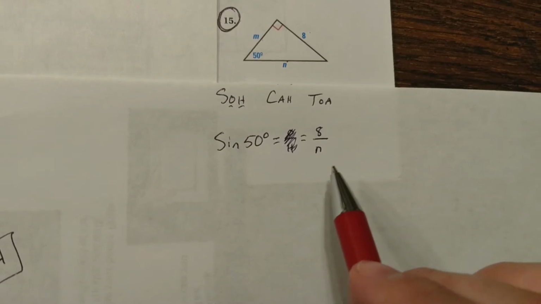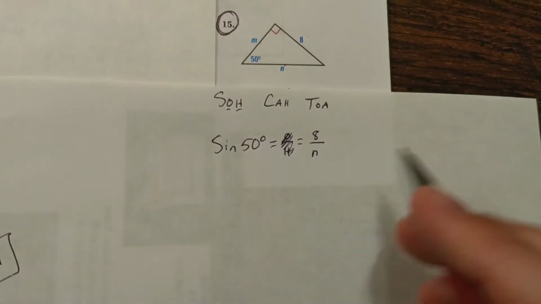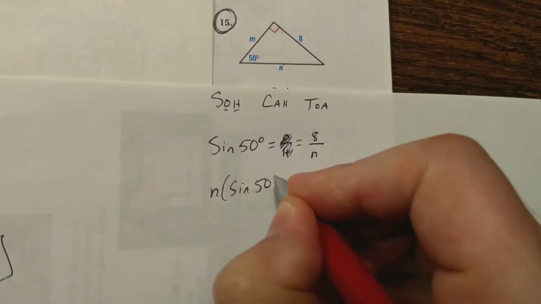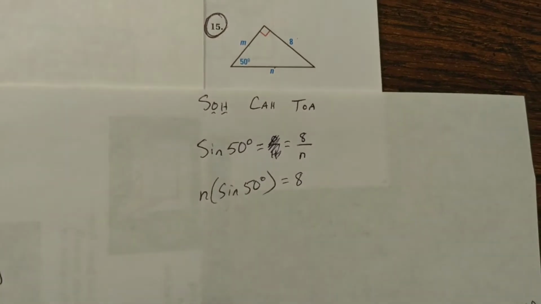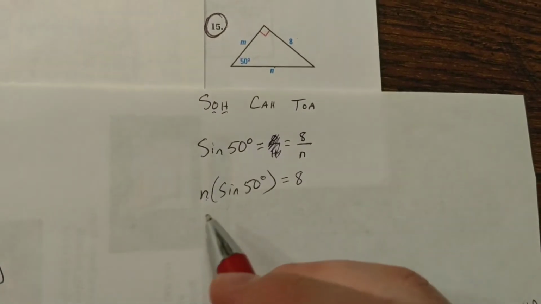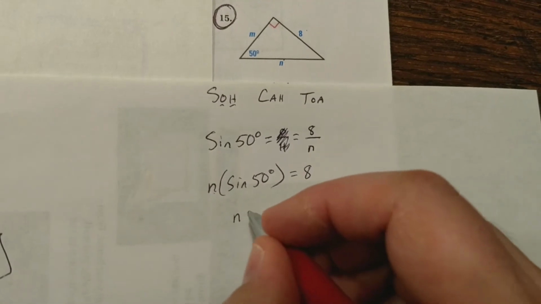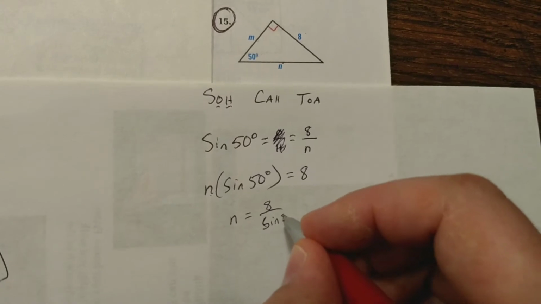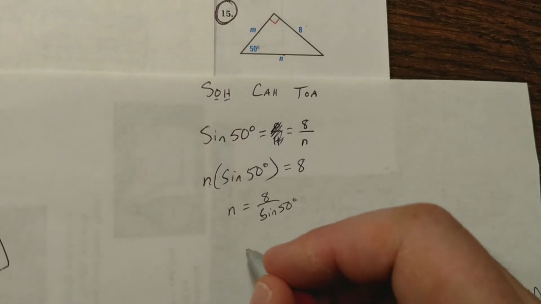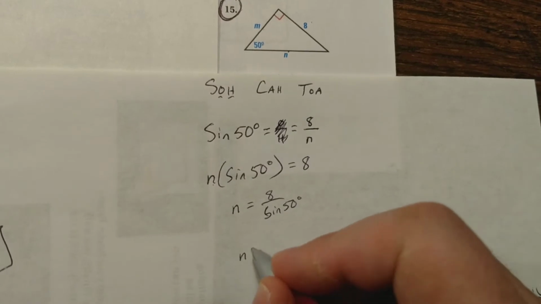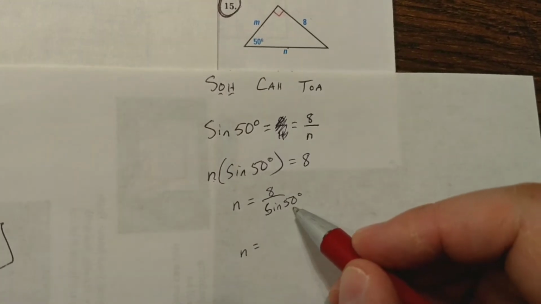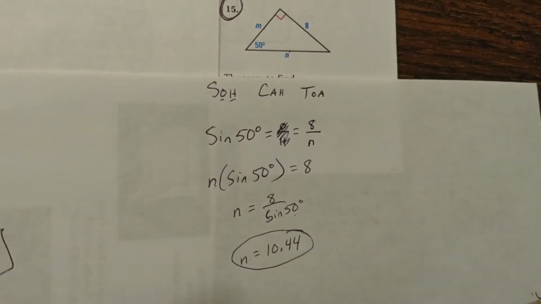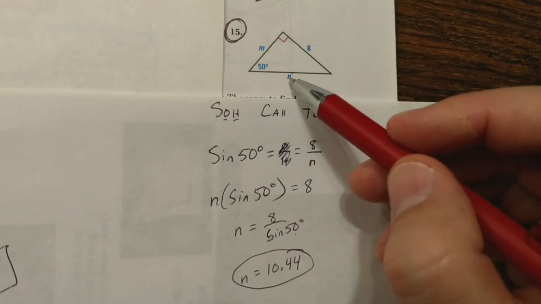So now we just do some algebra, and I want to multiply both sides by n so that I get it out of the denominator. And so over here I'm going to have n times the sine of 50 degrees equals 8. And I want to get n by itself, so I'm going to divide both sides by the sine of 50 degrees. I'll get n equals 8 divided by the sine of 50 degrees. And at this point, I would plug this all into my calculator, and when I plug in 8 divided by the sine of 50 degrees, I got about 10.44. Okay, so now we've got one of the sides here, n, about 10.44.